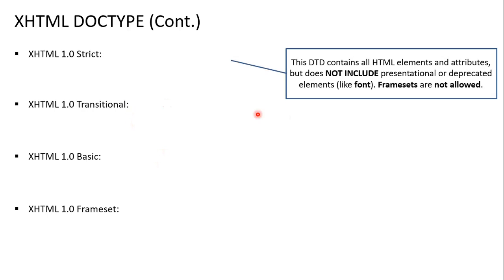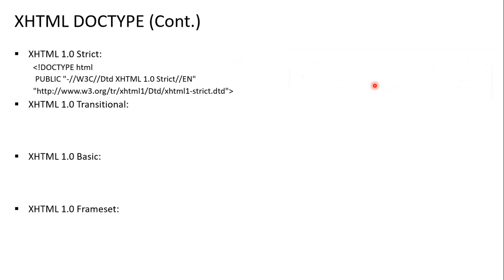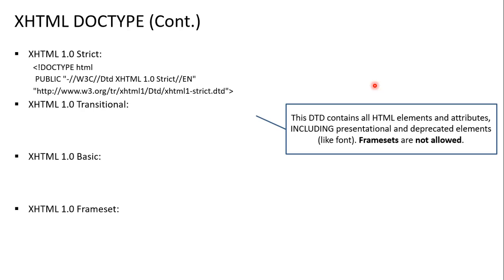Strict: this DTD contains all HTML elements and attributes but does not include presentational or deprecated elements like font; framesets are not allowed. So these are not allowed over here. In transitional, this DTD contains all HTML elements, as I have explained previously, and attributes including presentational and deprecated elements like font; framesets are not allowed.